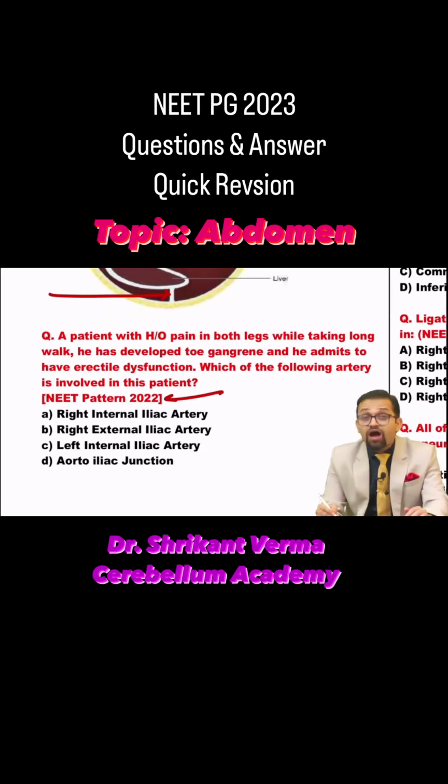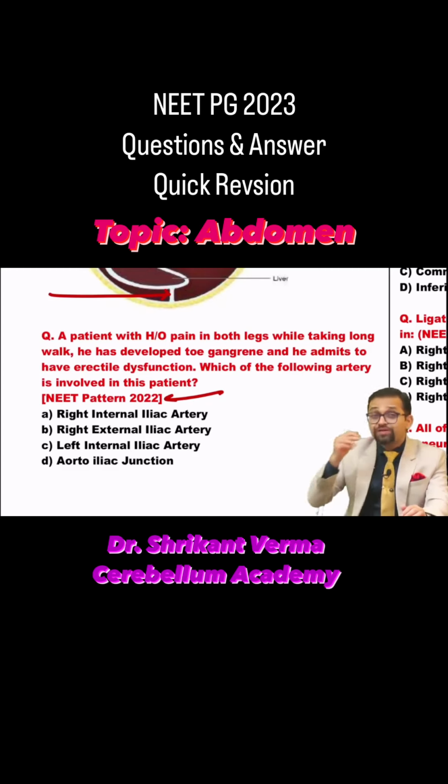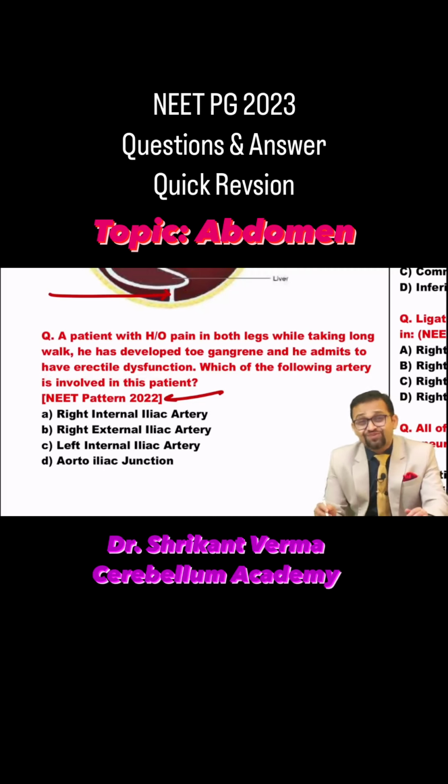In a similar way, NEET PG 2022, they ask about the arterial supply. I told you the lower limb arterial supply. Yes, on the same basis, you can create it. Patient with a history of pain in both legs while taking a long walk. He was developing toe gangrene and admits to have erectile dysfunction. Which of the following arteries is involved?